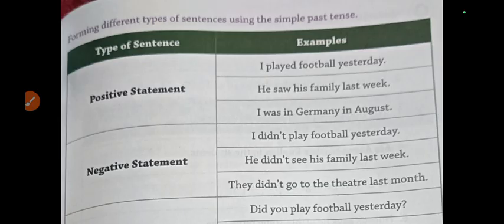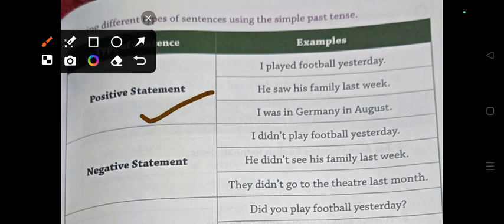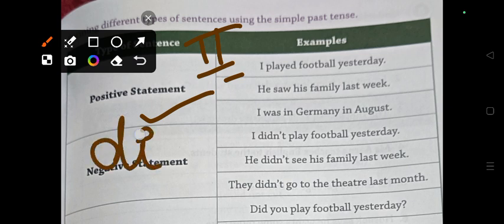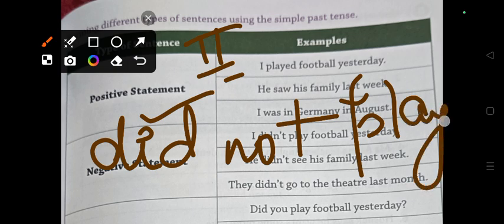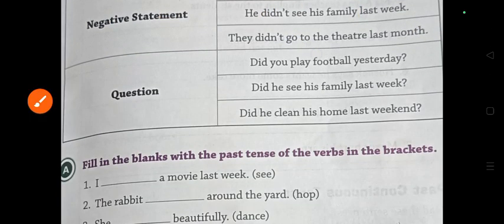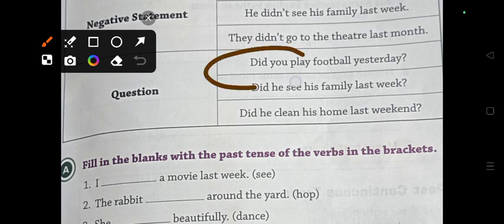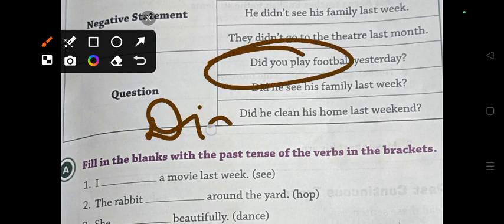Now, forming different types of sentences using the simple past tense. Now you can see here, positive statement. For example, I played football. So we use the second form of the verb, right? When you are making negative, we use did not. Understood? Like I did not, and we use the first, yani root verb. Okay. And when we are making a question, we put did before the subject.